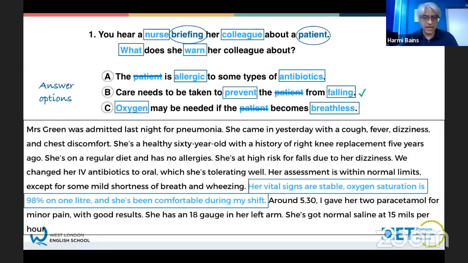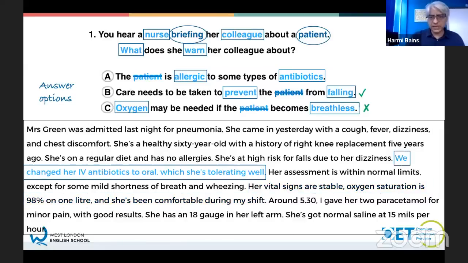For example, here you can see in this sentence I've highlighted, they talk about oxygen. Now, because oxygen is in option C, you might think the answer is option C. But don't forget the question. The question was asking what she warns her colleague about. She wasn't warning her colleague about the oxygen. So it wasn't option C. So be careful, because the same is true also of option A. They talk about antibiotics, and you see this word, antibiotics, in option A.